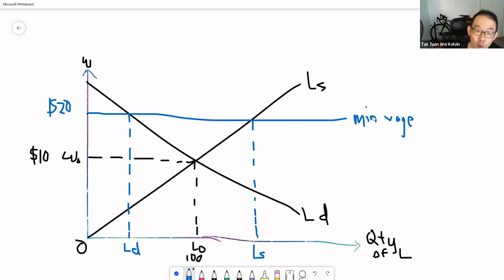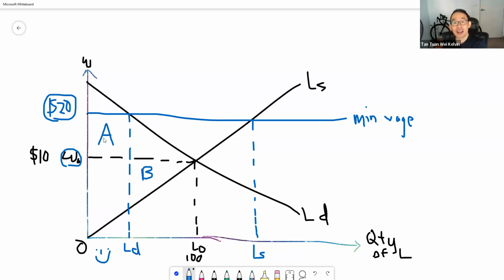There'll be some unemployment. But the key is this. When you compare this area A and this area B, from the workers' point of view, some workers are happy. They were happily working at $10 per hour. Even after the minimum wage was raised to 20, some of them still get to keep their jobs. So these workers are better off by the area A. Area A is the consumer surplus of the firm that goes to a group of workers that manage to keep their job under the minimum wage. So this A is their gain.